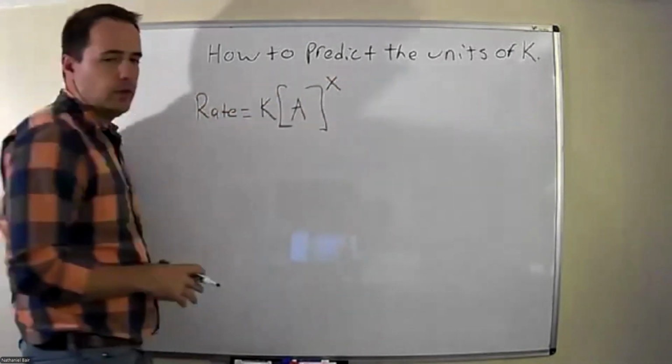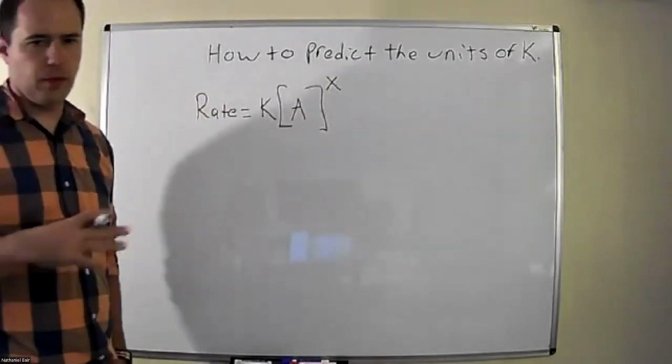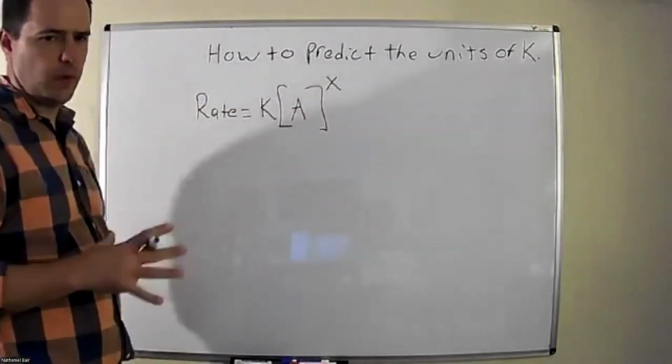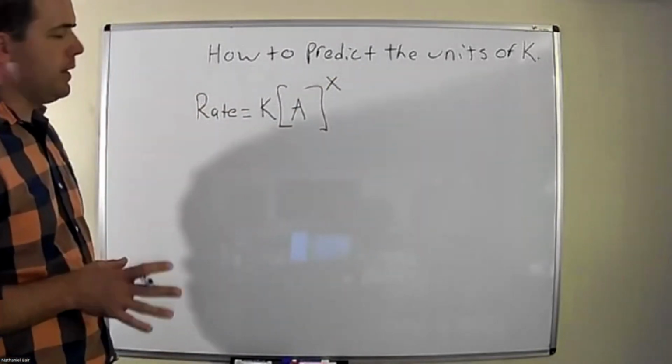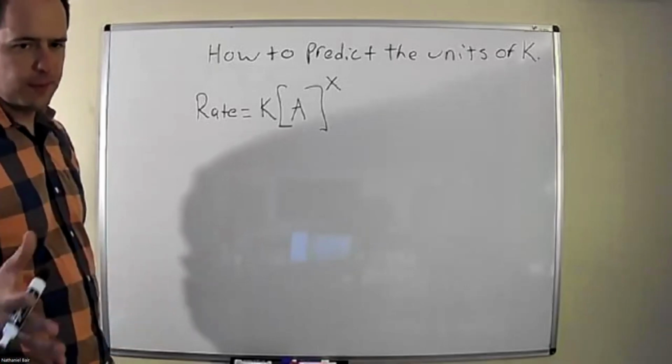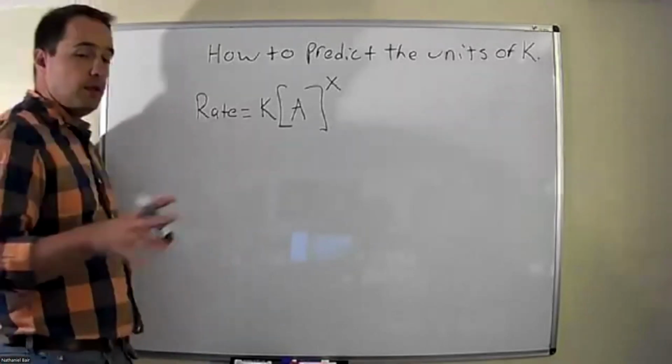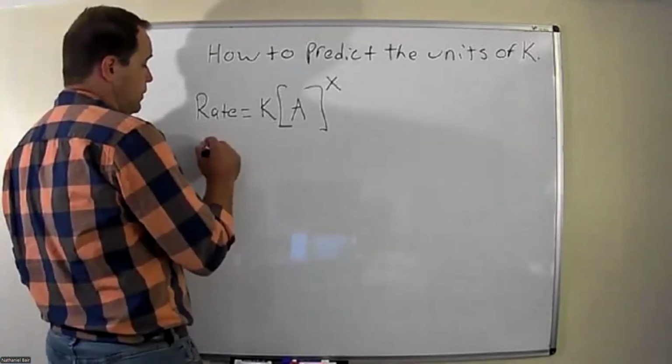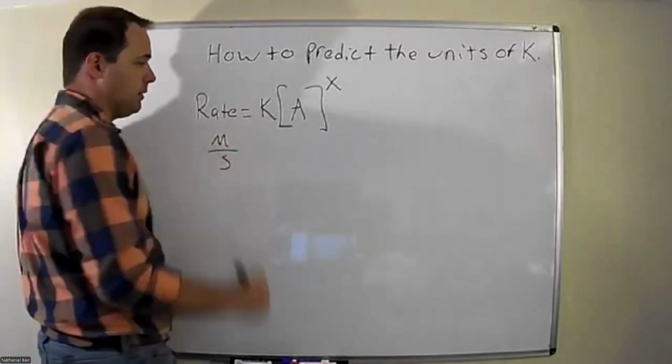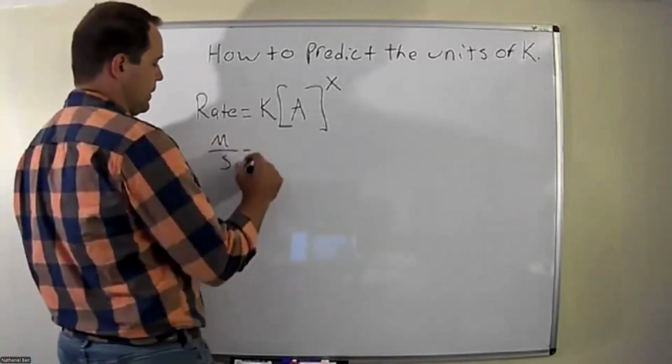Let's write a generic rate law, just one reactant. We don't need to make it any more complicated than that. So rate equals K times concentration of A to the X. You need to memorize this: at the end of the day, the units of rate need to be molar per second.